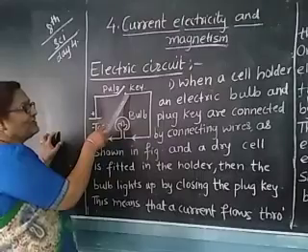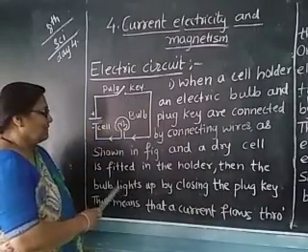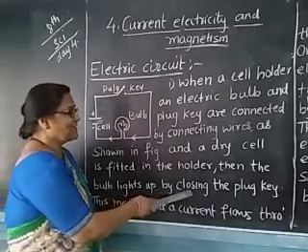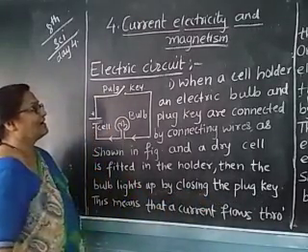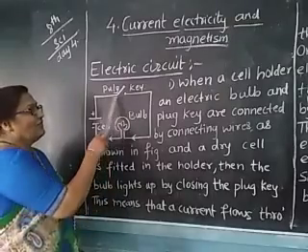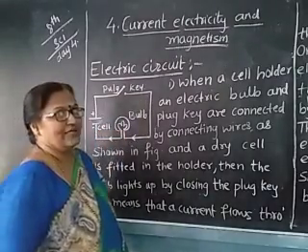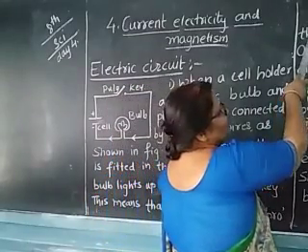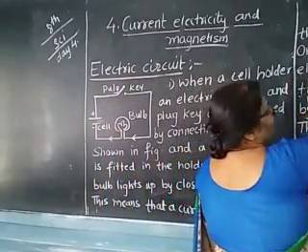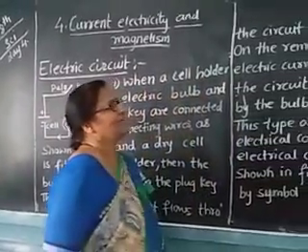At that time the key will be closed. So what happens? The bulb lights up by closing the plug key. This means that the current flows through it. Whenever the plug key is closed, the current flows through it. So whatever you see here, the circuit and the bulb lights up.